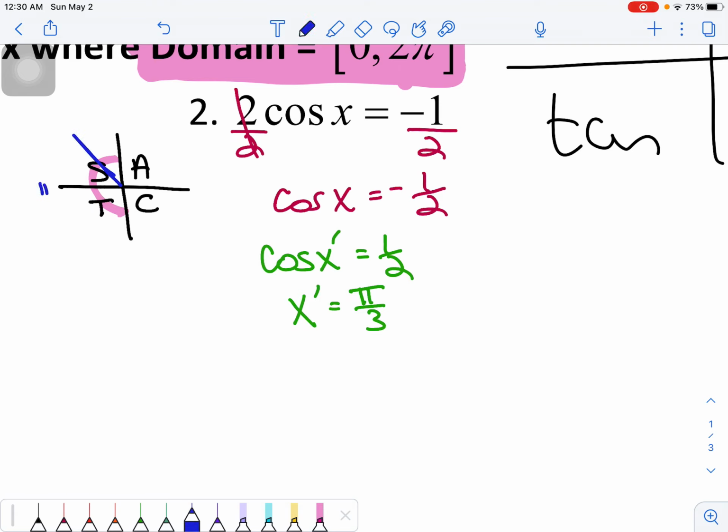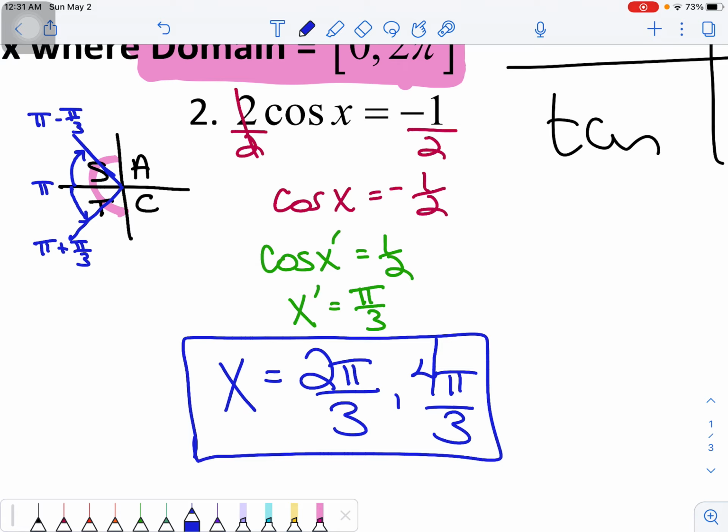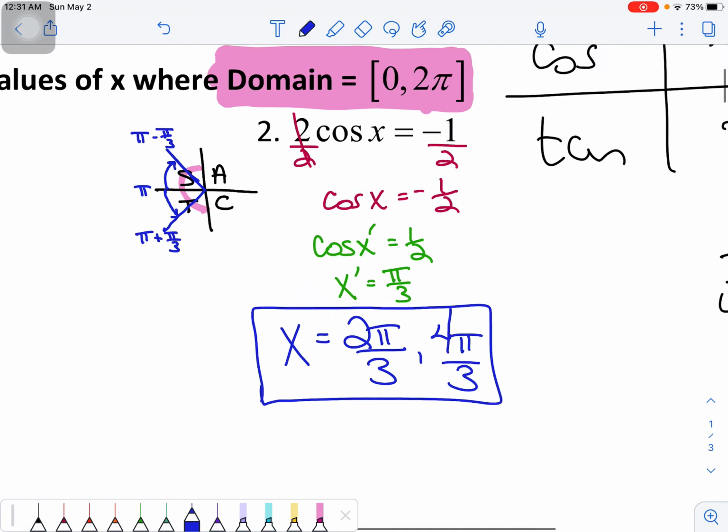So we still have pi here at 180. We're going to back up off the x-axis, in this case, pi over 3 units. So this is going to be pi minus pi over 3. And then we can push forward into the third quadrant. This would be pi plus pi over 3. So that's going to give me x values of 2 pi over 3 and 4 pi over 3. All right, so problem number 2 is done.